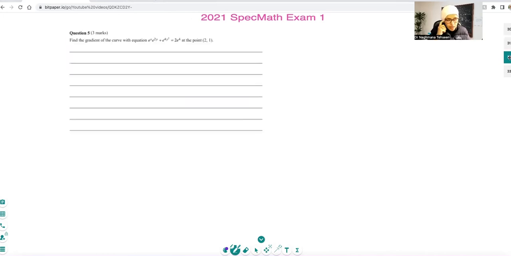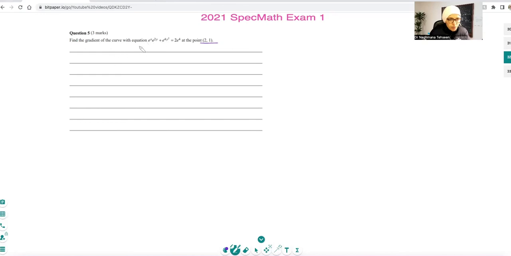Okay, next, our question number 5. Find the gradient of the curve with this equation at the point (2, 1). So this is our implicit function, and we need to find the gradient. Gradient means we need to differentiate that function, so we go and do that.